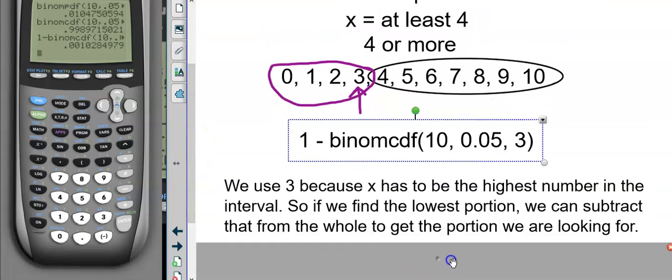Just as a reiteration of what we have to do: we will use 3 because x has to be the highest number in the lower interval. If we find the lowest portion, we can subtract that from the whole to get the portion we are looking for. Now it's in word form down here. We already put it in the calculator and found our answer.